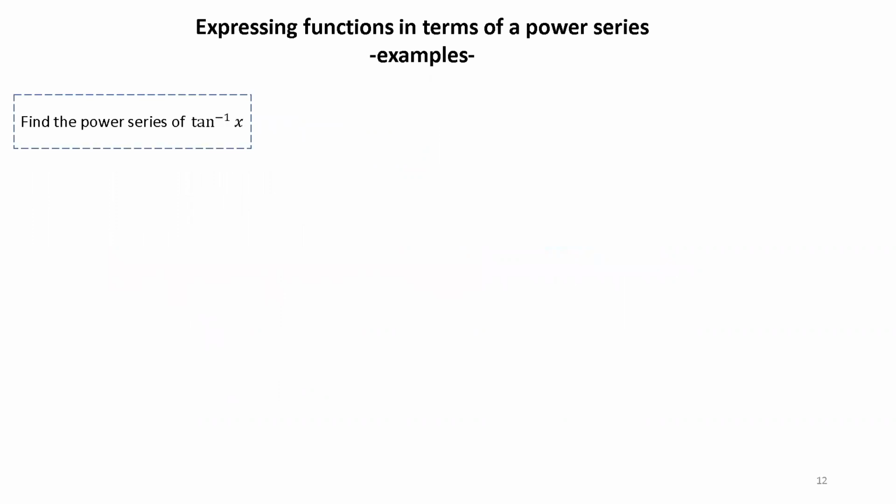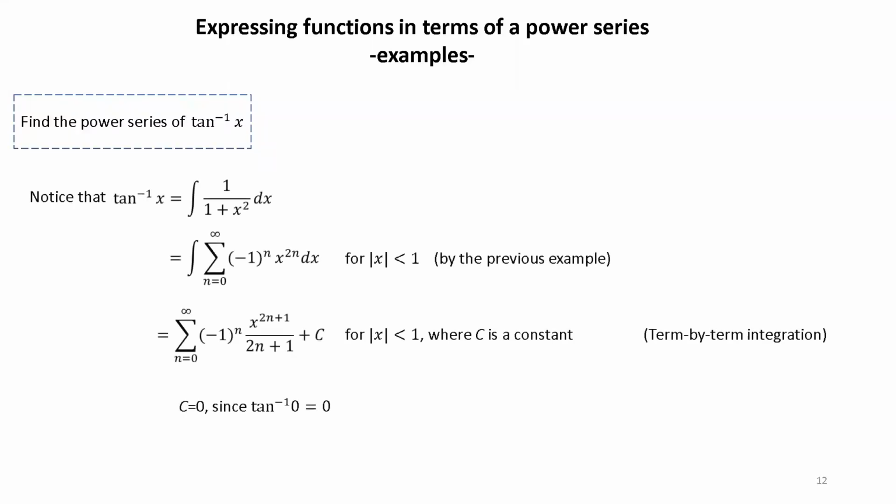One more example is the power series of arctangent x. This time the trick we use is integration. First of all, we know that arctangent of x can be obtained by taking the integral of 1 divided by 1 plus x squared. The power series of 1 divided by 1 plus x squared was obtained in the last example, which is given here.